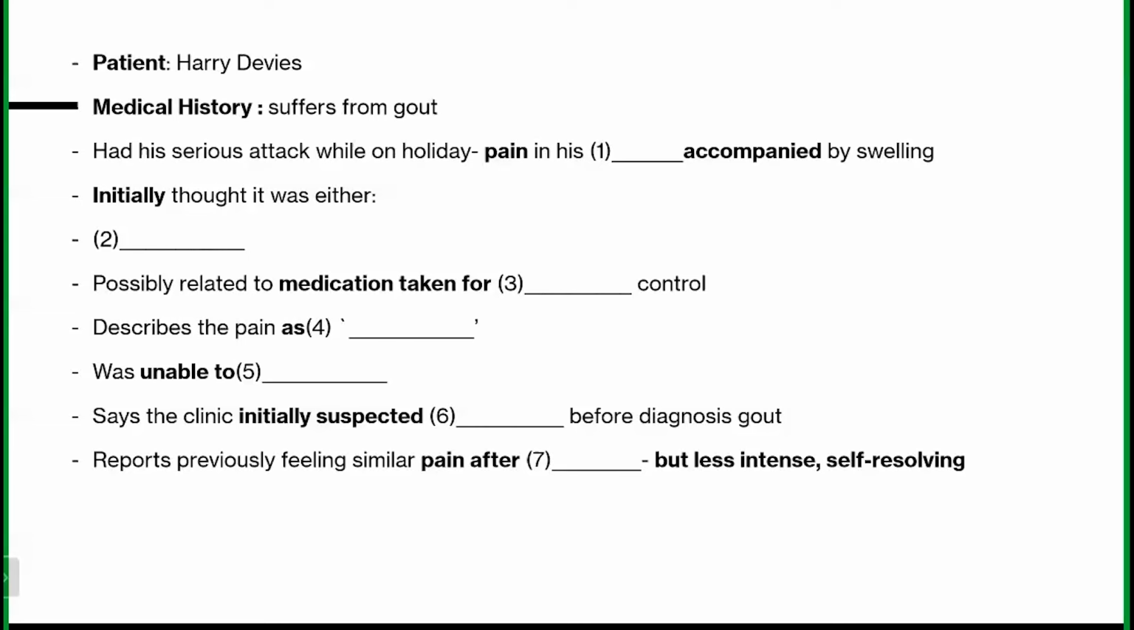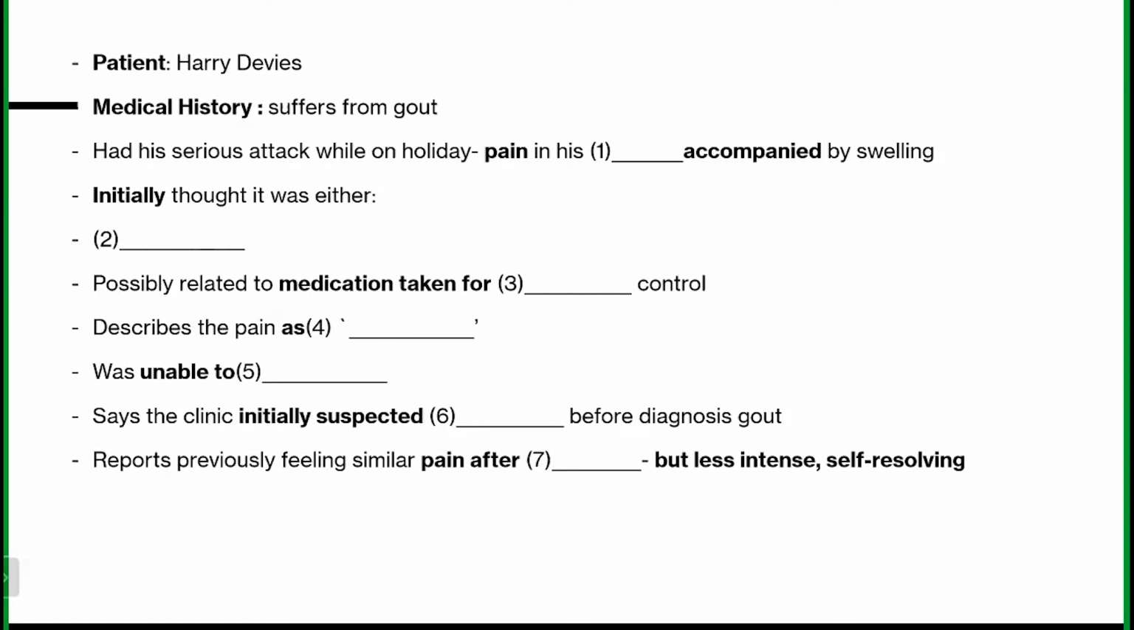And then moving on to the next one: "says the clinic initially suspected dash before diagnosing gout". Here you can see before diagnosing gout, something they have suspected. First one, they have suspected, what is the provisional diagnosis. Here you are having a diagnosis. That is what we are predicting. Diagnosis, it is also a noun.